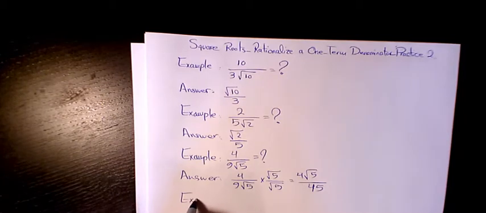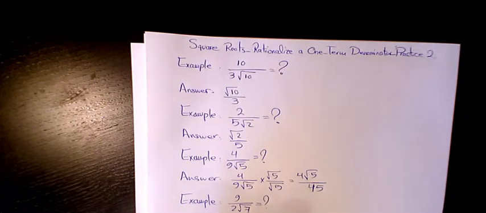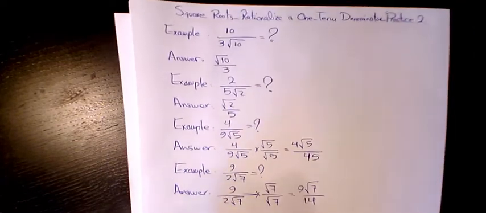Next example is 9 over 2 root 7. Answer is 9 over 2 root 7 times root 7 divided by root 7. It's going to be 9 root 7 divided by 2 times 7, which is 14.